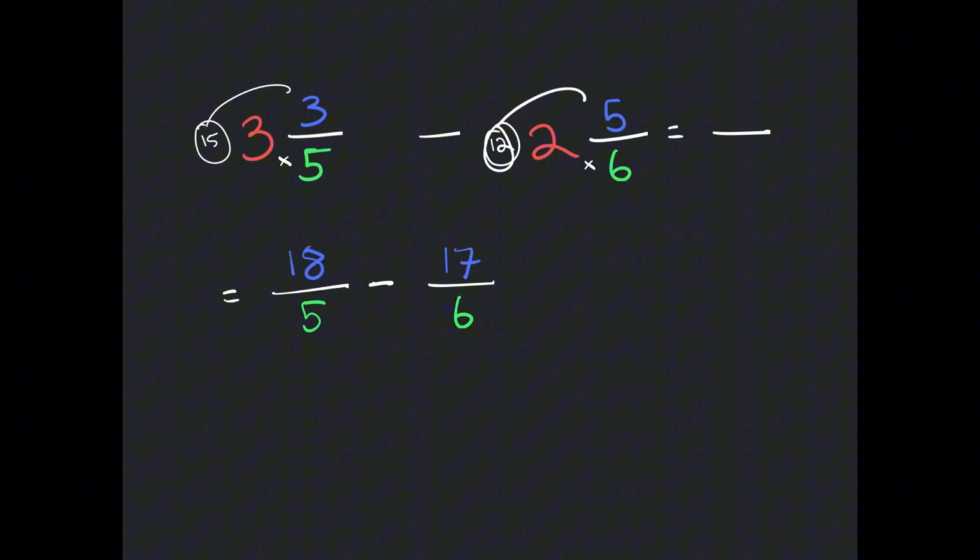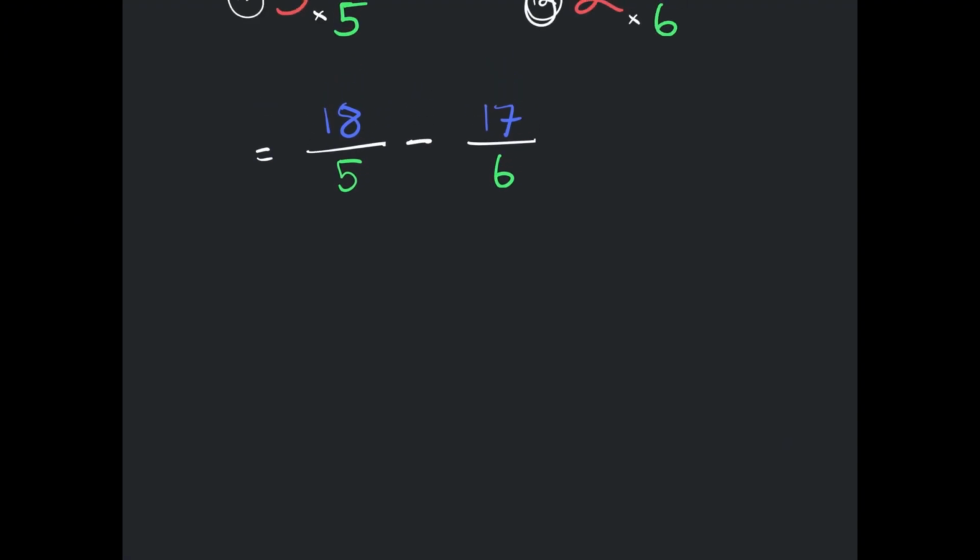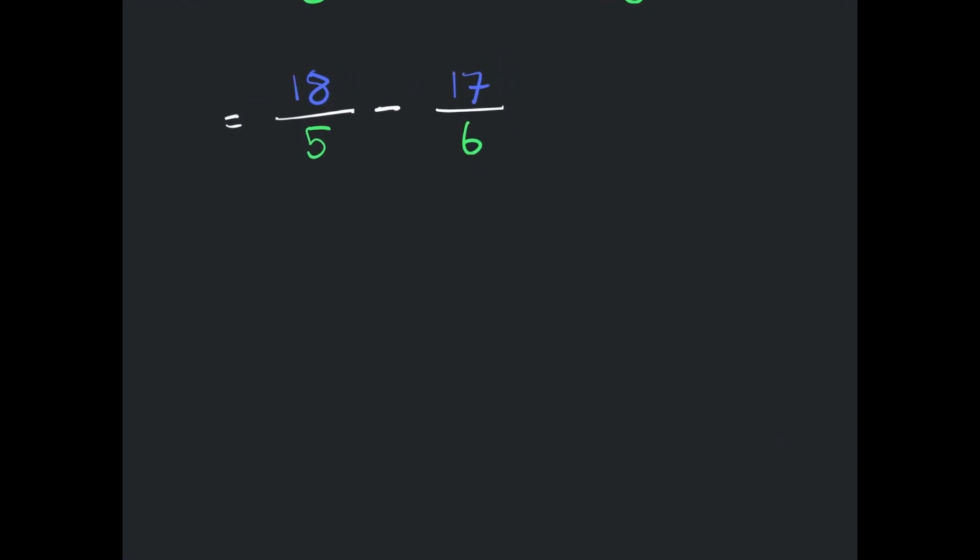So some people may think, oh, I can just subtract 18 minus 17 and 5 minus 6. You can't really do that. So sometimes what I tell my students is to go through your times tables, or I tell them to make a little factor table.